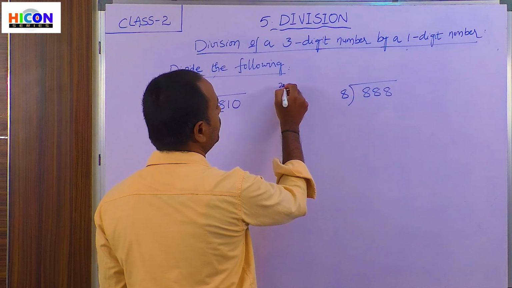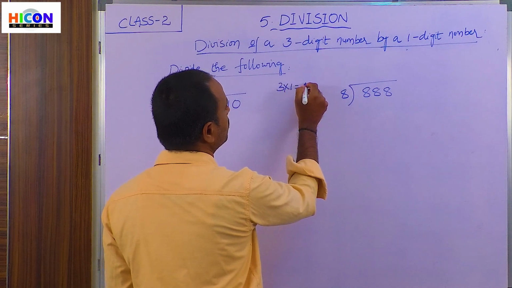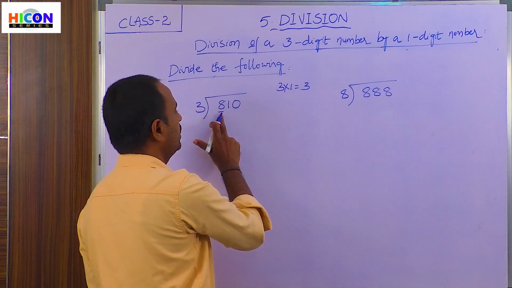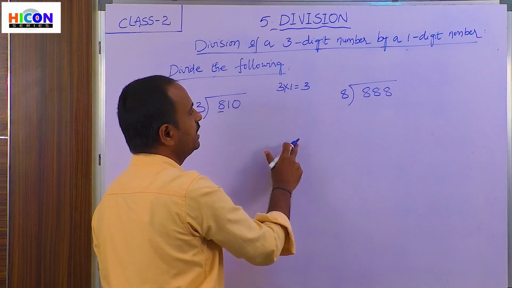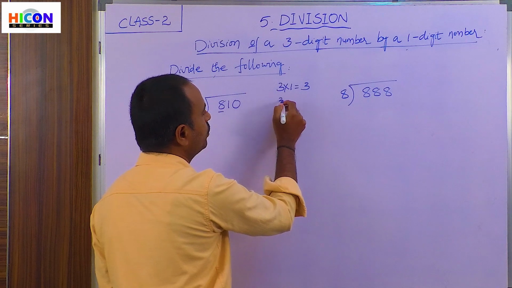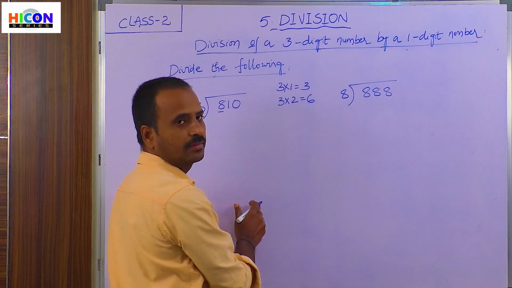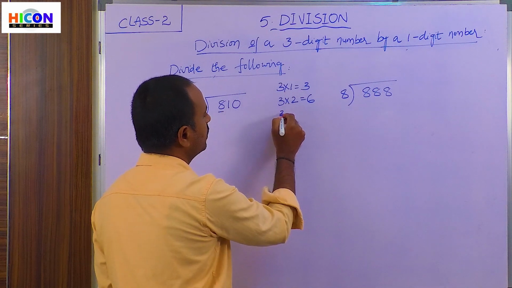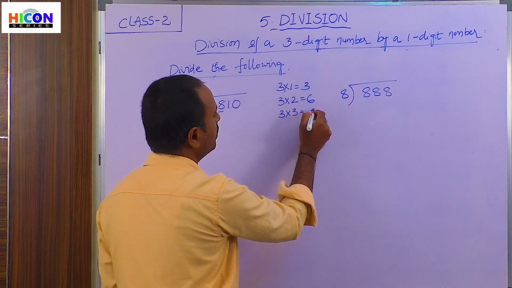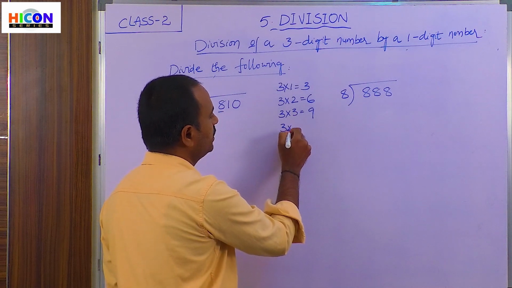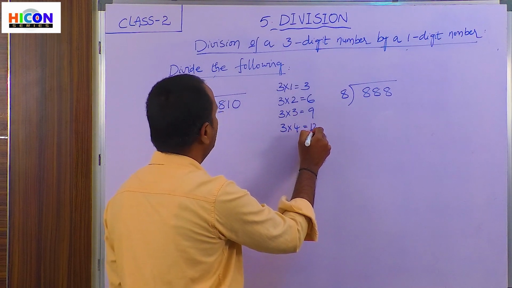That is 3 ones are 3. If we take 1 time, we will get 3. But we want the number 8. So continue this in the table. Now take 2 times. That is 3 2s are 6. And now take 3 times. It is 3 3s are 9. And take 4 times. 3 4s are 12.